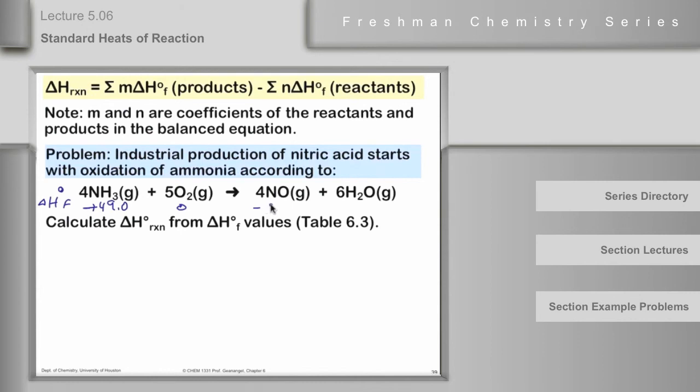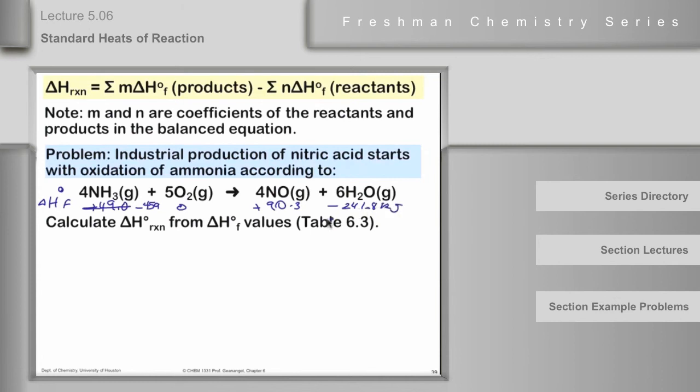I'm busily looking at the wrong, here it is. I looked at the wrong page. Would you please make this correction right here? Instead of plus 49, this is minus 45.9. 0 is right, and NO is plus 90.3 kilojoules, and water gas is negative 241.8 kilojoules.